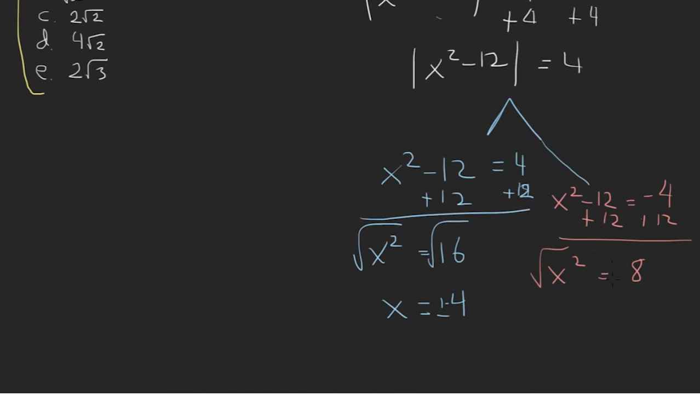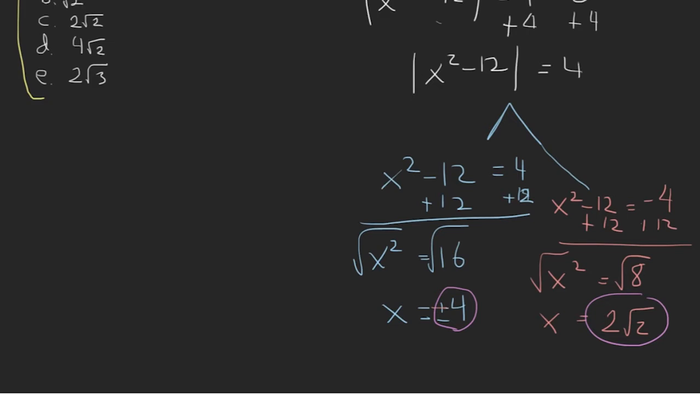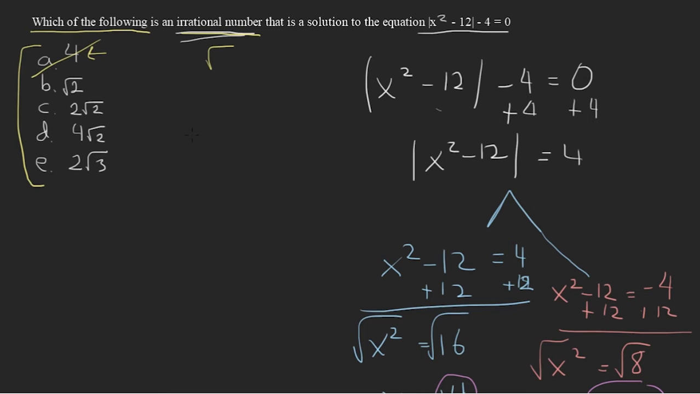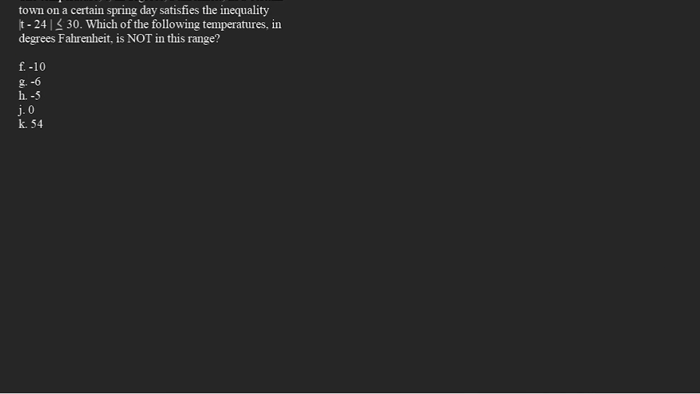Check out my video on taking the square roots of numbers like 8, or look it up online. Khan Academy is a great resource. What you get is 2 root 2. So these are our answers right here. Plus or minus 4, 2 root 2. Which one of those is irrational? This one. So I'm going to look at my answers, and it looks like C is our answer, 2 root 2. Not too bad, right?